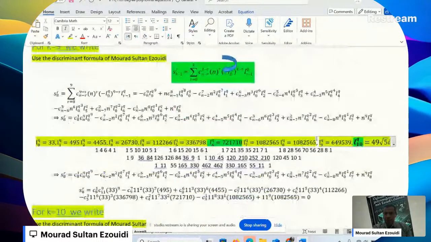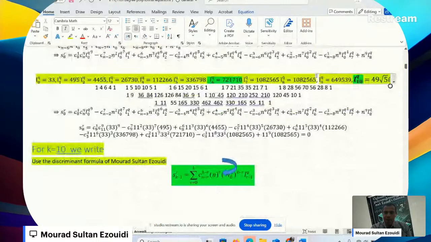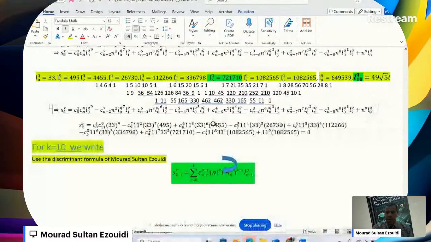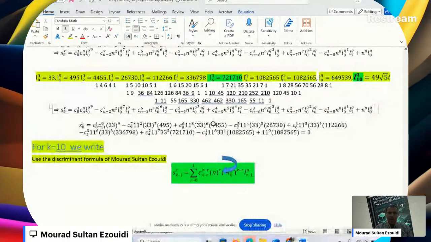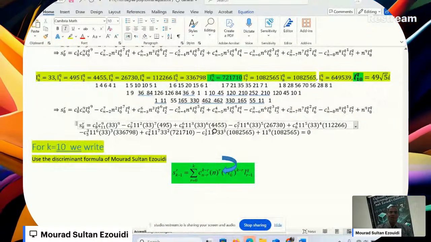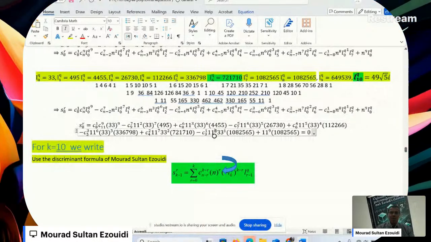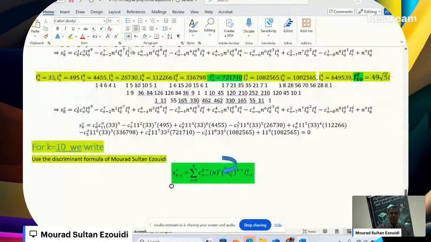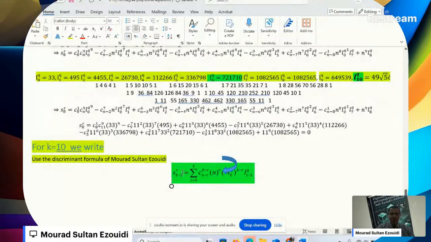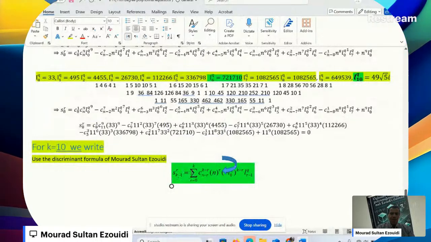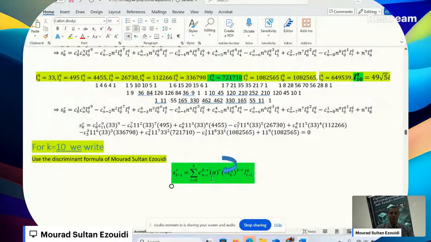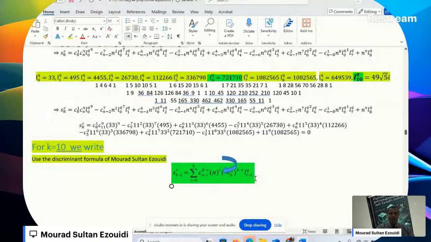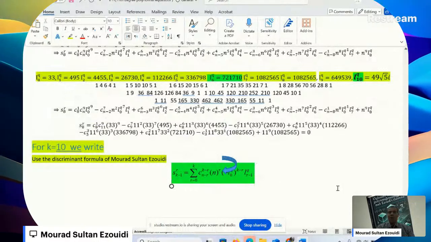Now I should find S8, which is going to be equal to 0. Now I'll go back down. I want to find S9. With S9, you should put k equal 10 in the Ezouidi theorem, in Mourad Sultan Ezouidi theorem. Let's do it. This is the Ezouidi theorem, the green one. I will put k equal 10 to obtain S9. 10 minus 1 is 9. Then make the expansion and write, let's say, L0 for the q raised to the power 10, and write it in its lowest term. You can make your own substitution and calculate.